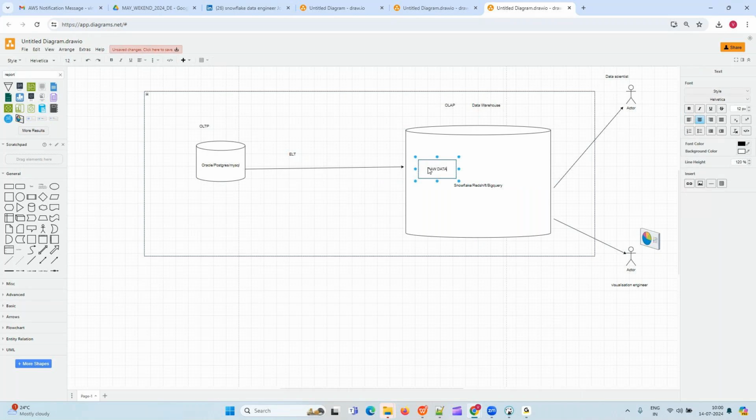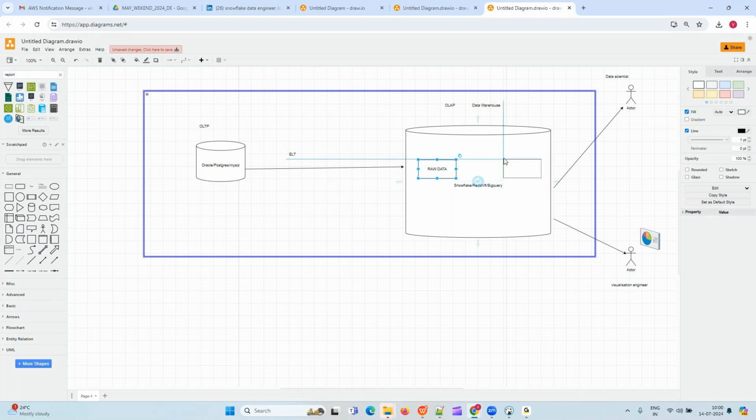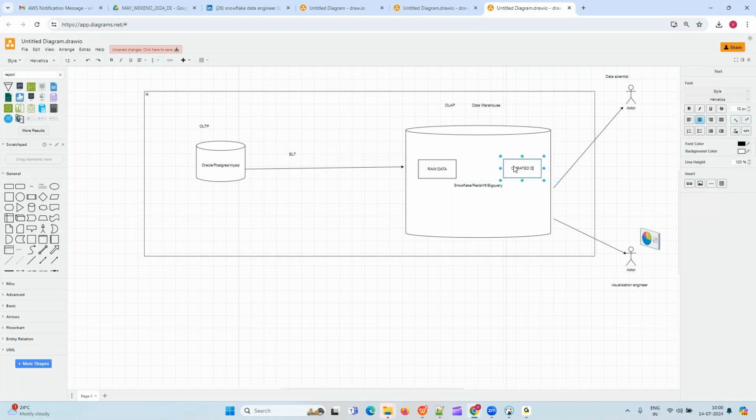See, the data coming from your source is called raw data here. You are going to perform some transformation and curate the data, so this is called curated data. In between, you are going to do the transformations. So this is extract and load, and this is transformation. You take the raw data from source and transform it into curated data so that it can be consumed by your data scientist and visualization engineer.